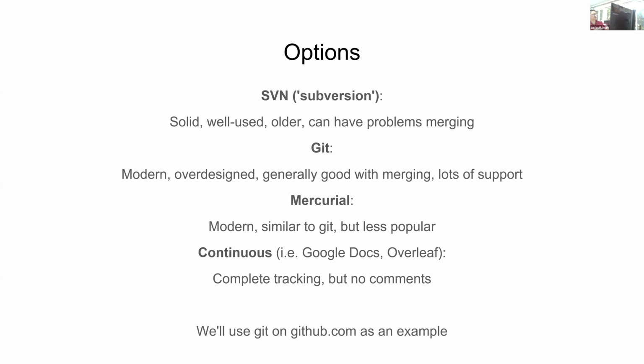The only issue with continuous tracking is that you can't make a change and then leave some sort of comment about why you made that change. It's all just continuous changes. So for this, we'll use Git on github.com as an example.